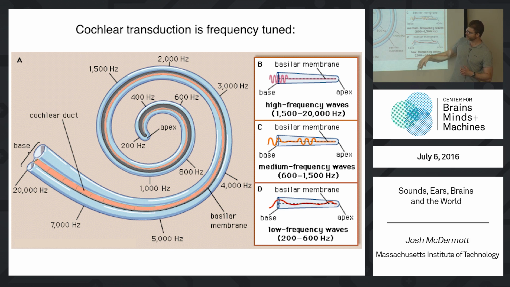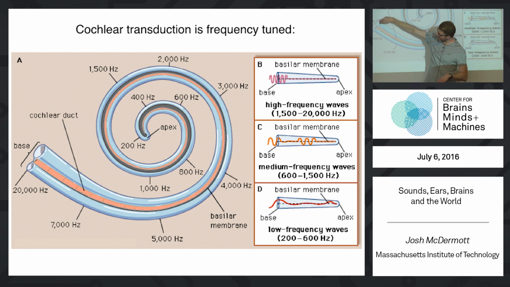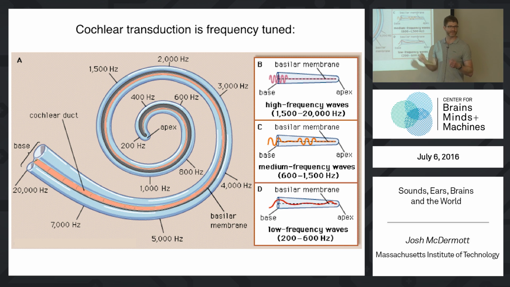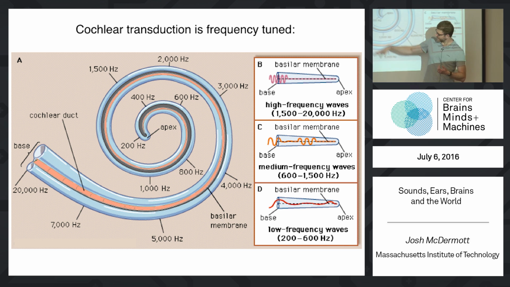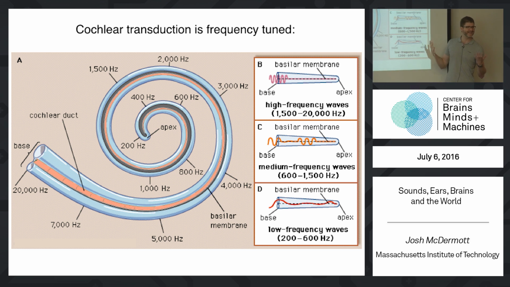Generally speaking, vibrations get transmitted to this tube, which is filled with fluid, and it sets up a traveling wave on that basilar membrane. This is a mechanical device, and it's pretty remarkable. Sound comes in, and a wave gets set up on the basilar membrane, but the wave peaks in different places depending on the frequency content of the sound. That's what these three diagrams are indicating.